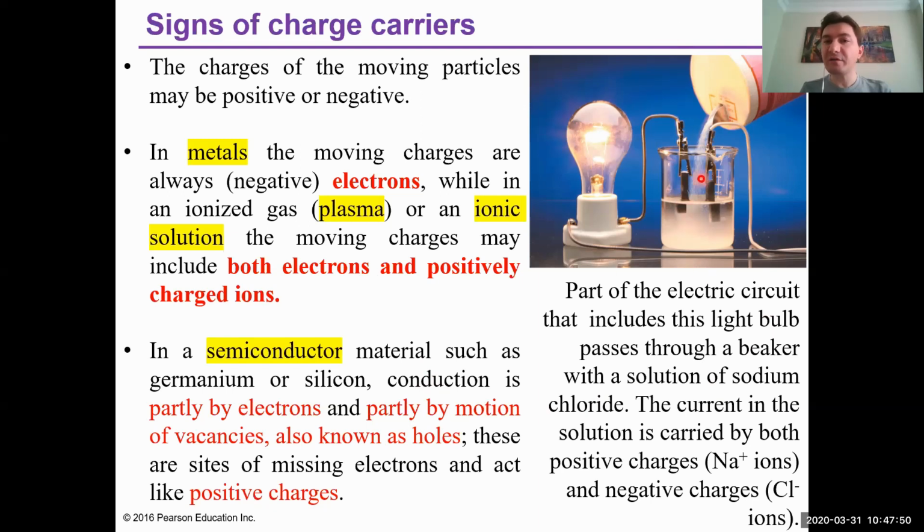This is an ionic solution. This is salt, you know, salt, okay? Salt is formed from sodium ions and also chlorine ions. So part of an electric circuit that includes this light bulb here passes through a beaker with a solution of sodium chloride, salt. So the current in the solution is carried by both positive charges, positively charged sodium ions, and negative charges, chlorine ions. Okay, this is very important. So not only negative charges or only positive charges carry the current here. Both of them carry the charge within that ionic solution.